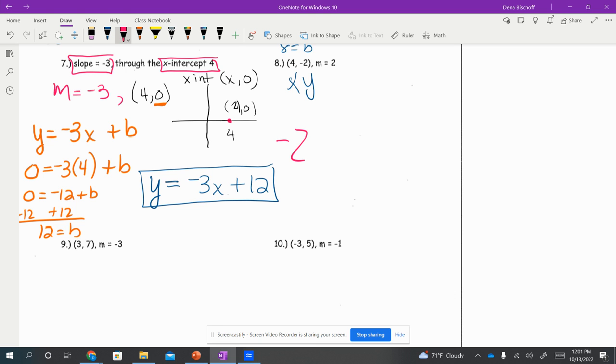Negative 2 equals 2. 4. 6. This is perfect. Thank you for giving us the easiest one here, Miss Bishop. Negative 3 times 3 is negative 9. You didn't even have to talk to our group to do it.